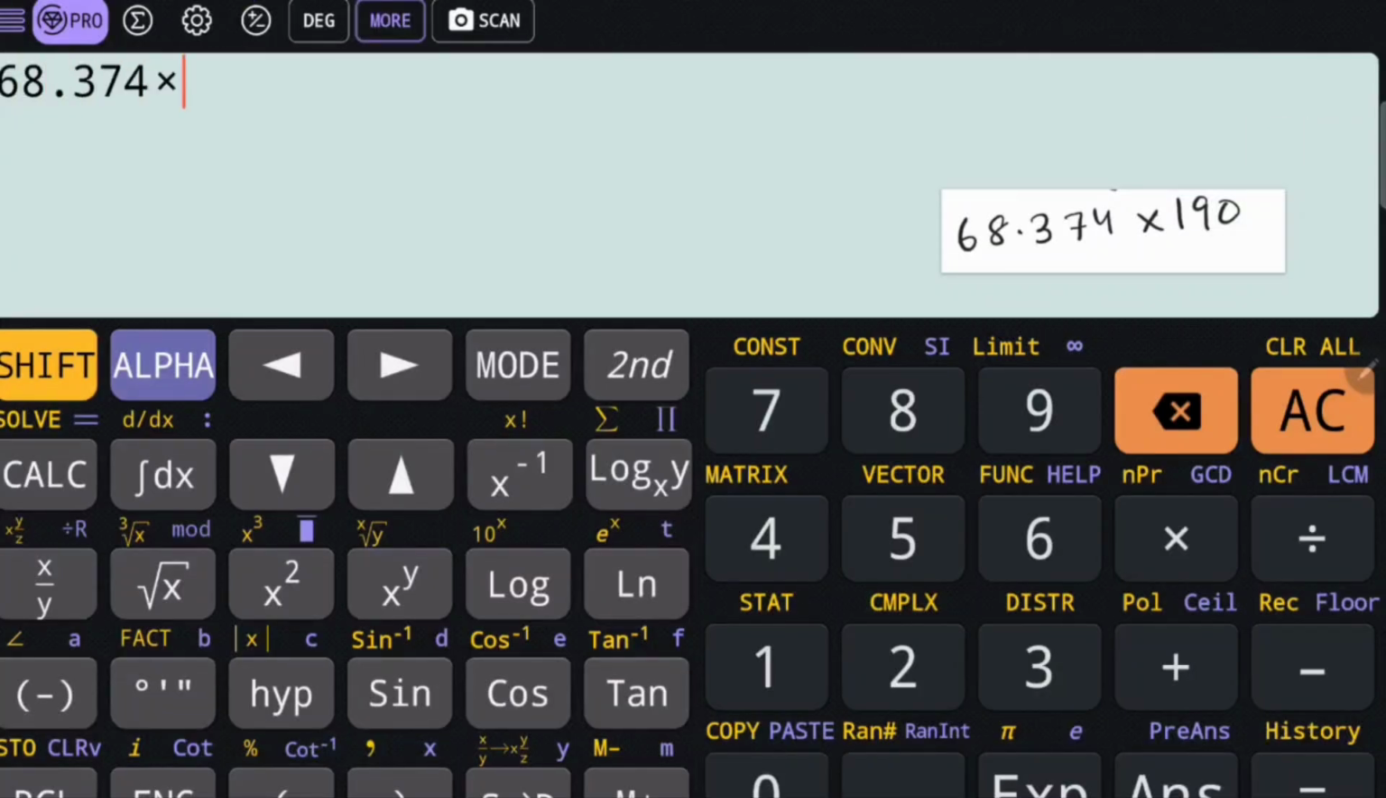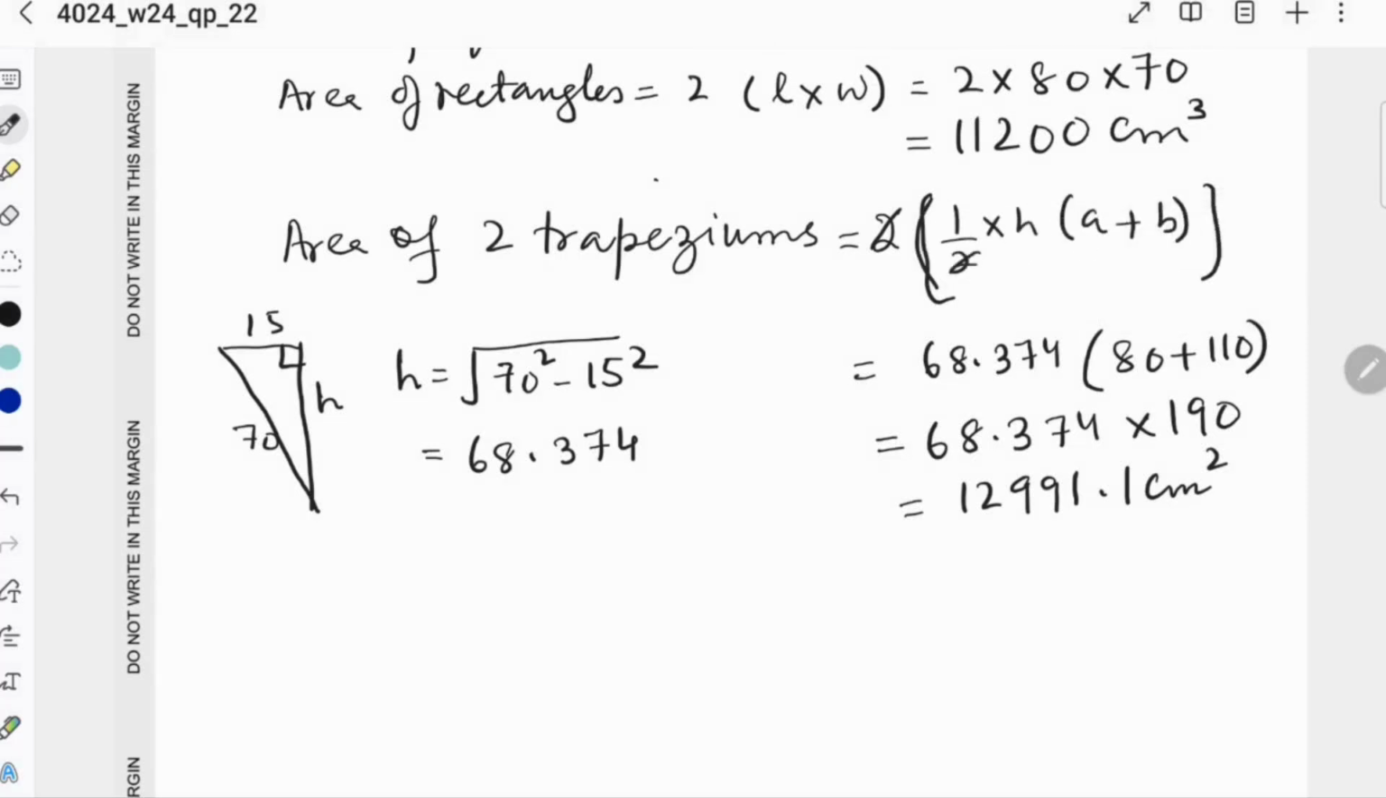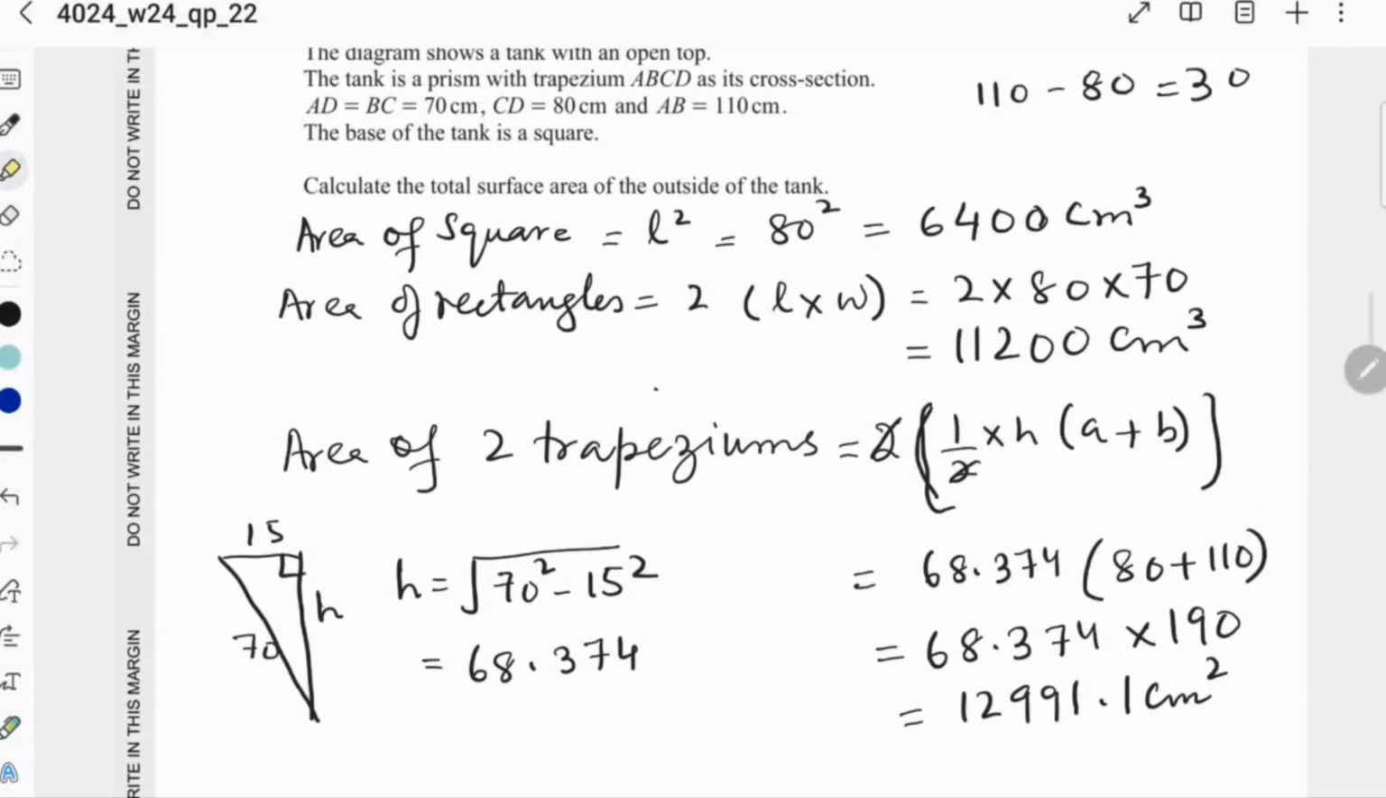68.374 into 190, which is 12,991.06, so 12,991.1 square centimeters. This was the area. Right now we have found everything. 6,400 is the area of the square, 11,200 is the area of the two rectangles, and the two trapeziums are 12,991.1 square centimeters.